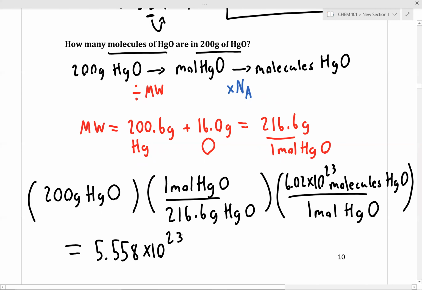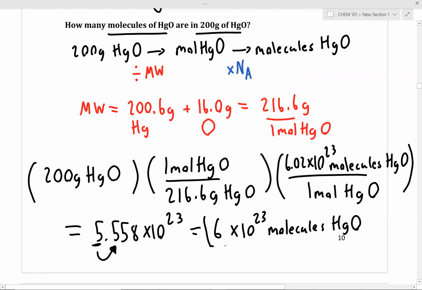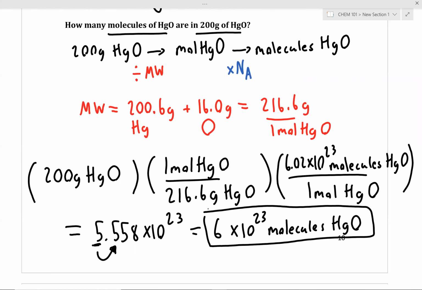Now I'm not going to put my units yet because I'm going to round this number before I report my final answer. So looking at our input, how many sig figs does our input have? 1. So then, if we round to 1 sig fig, we look to the right and we see a 5. Does that tell us to round up or down? Up. So that in turn gives us 6 times 10 to the 23rd molecules of mercury 2 oxide. And don't forget your labels. Just saying molecules is a meaningless statement. Molecules of what? Does that make sense?